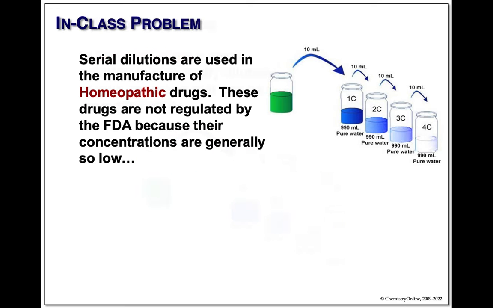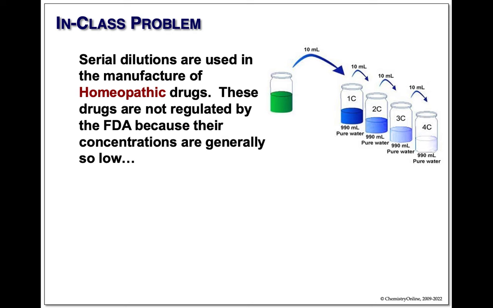Let's see. This is the serial dilution method that's used to make homeopathic drugs. In this particular dilution scheme, if we started with 1 molar, every one of these would be 10 to the minus 2 of that concentration. So this is 1 molar, 1 times 10 to the minus 2, 10 to the minus 4, 10 to the minus 6, 10 to the minus 8 mole. Very dilute solution, right?